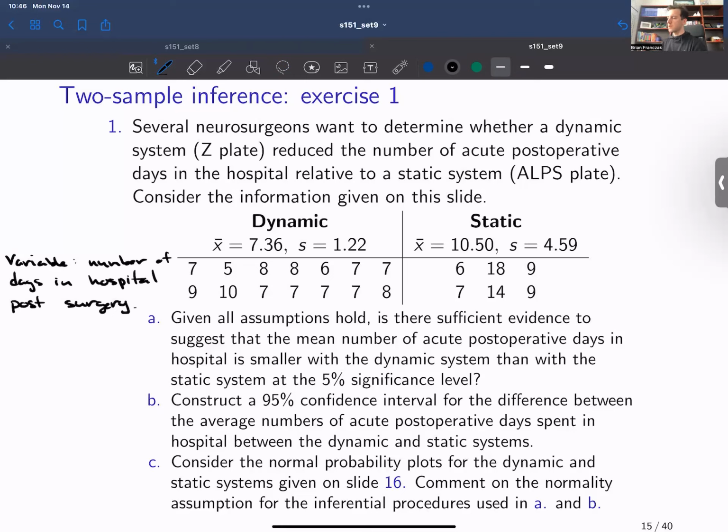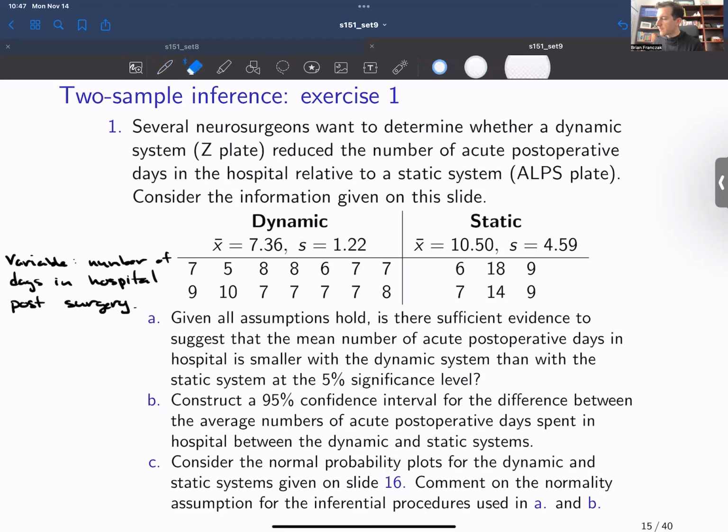Okay. So you can see for the dynamic system, there are a total of 14 patients that were evaluated. For example, the first patient spent 7 days in the hospital after surgery. The second patient spent 5 days in the hospital. The third patient spent 8 days. The fourth patient spent 8 days, etc. So we have 14 different patients that were evaluated on this system. We are given X bar, so the average number of days these 14 patients spent in hospital post-surgery, and the standard deviation of these 14 values.